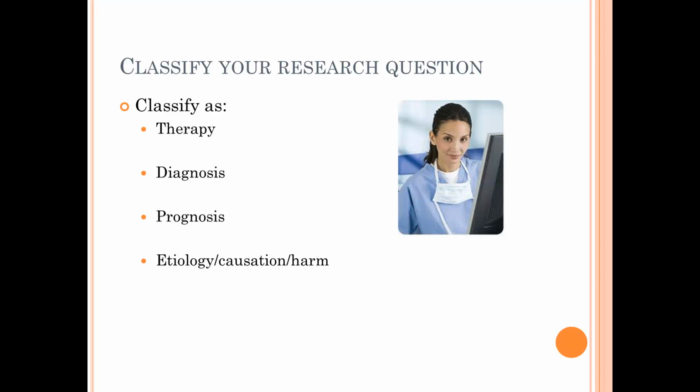The next one is diagnosis. So how best to diagnose maybe a urinary tract infection, maybe pregnancy, maybe cystic fibrosis? Another question is, what is the prognosis? So with this treatment, what's the likelihood of this patient surviving or getting better or doing whatever? Etiology, causation, and harm. So what causes it? How can we help? That is another way that nurses look at evidence-based practice and develop questions related to evidence-based practice.